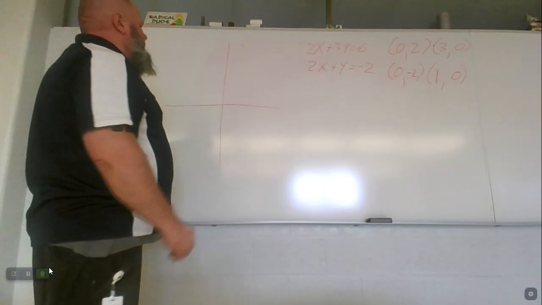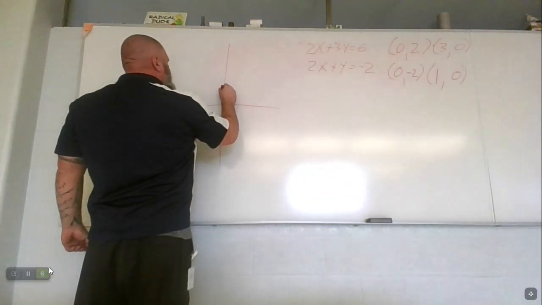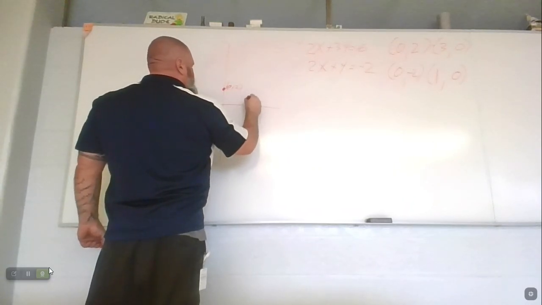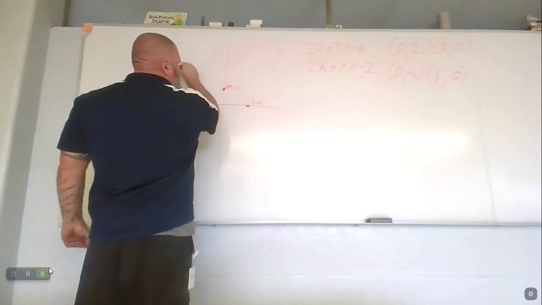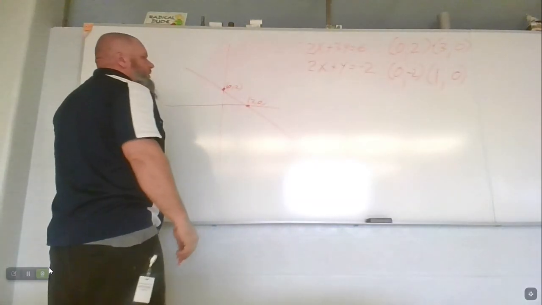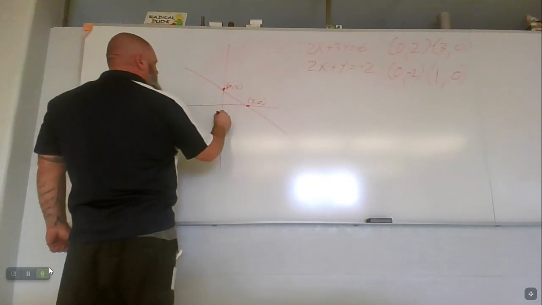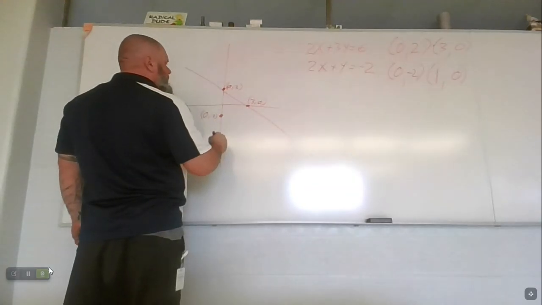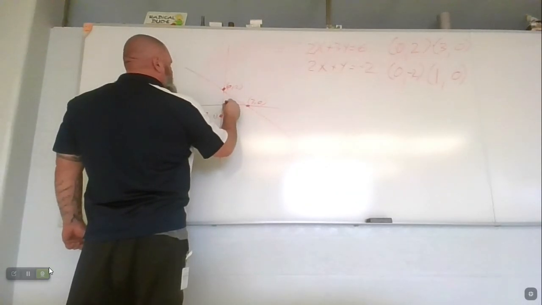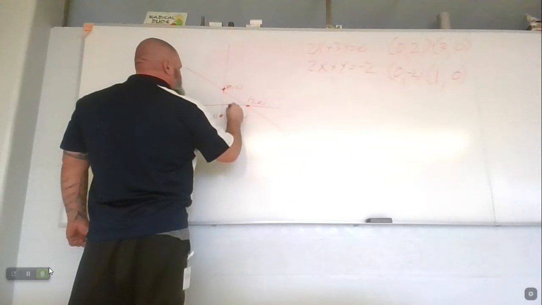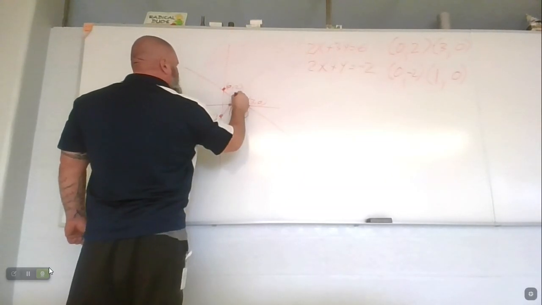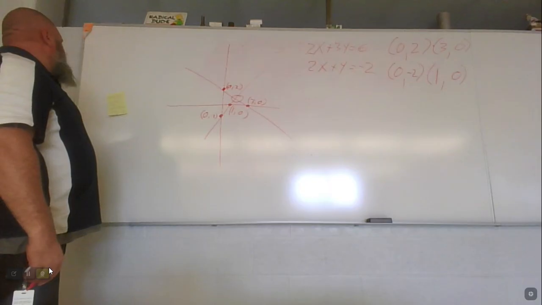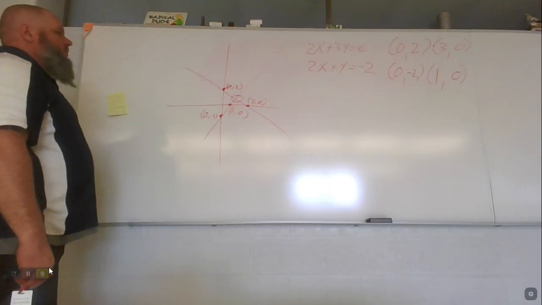Anyway, now we can plot our points. We can go 0, 2. We can go 3, 0. Draw the line. Now for the second one, we can go 0, -2. Then we can go 1, 0. Now, if we look at this point of intersection, we know it's in quadrant 1. So we know that both the x and the y are going to be positive. Right?